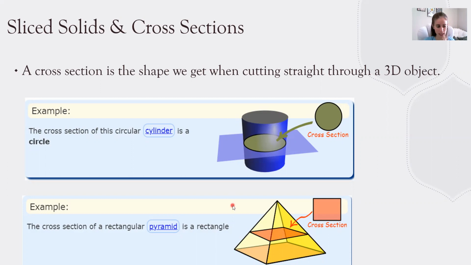Here we have a pyramid. So a pyramid, that's our 3D object. In this case, we're slicing it horizontally again. When we slice it horizontally, it's parallel, so it's in line with the base. This pyramid has a square or a rectangle base. When we cut it open like that, our cross-section mimics that. It's a rectangle.